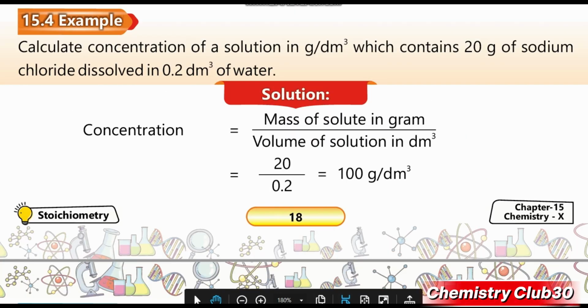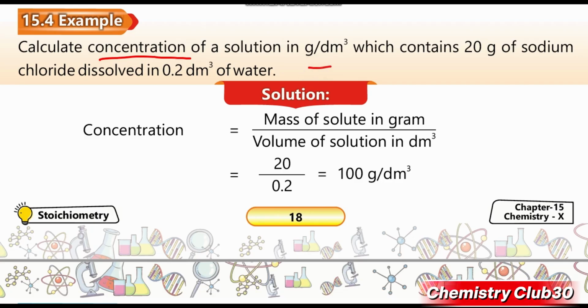Let's solve an example. Calculate the concentration of solution in gram per dm cube, which contains 20 gram of sodium chloride. 20 gram is the mass of sodium chloride dissolved in 0.2 dm cube of water. Here is the volume of the solution.